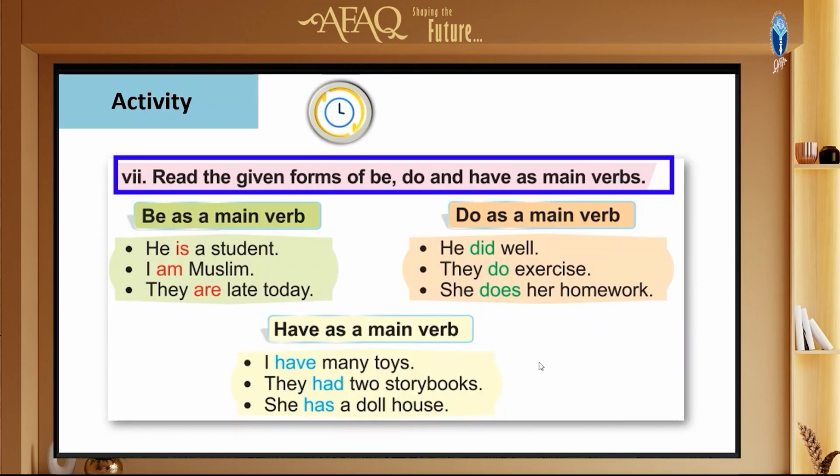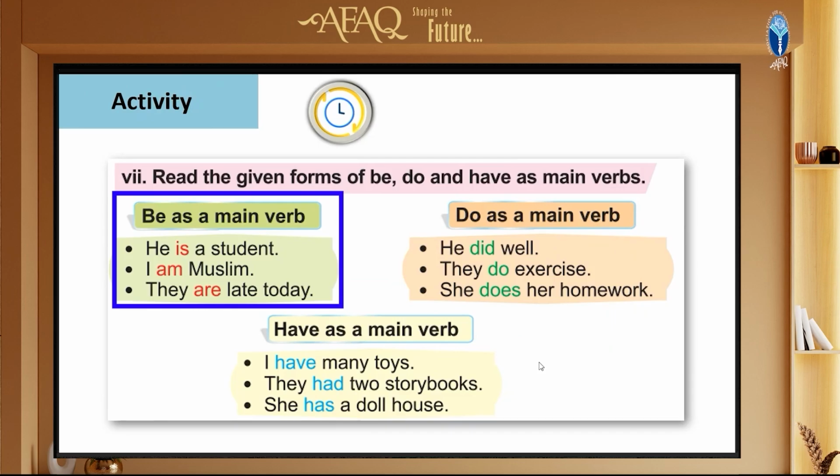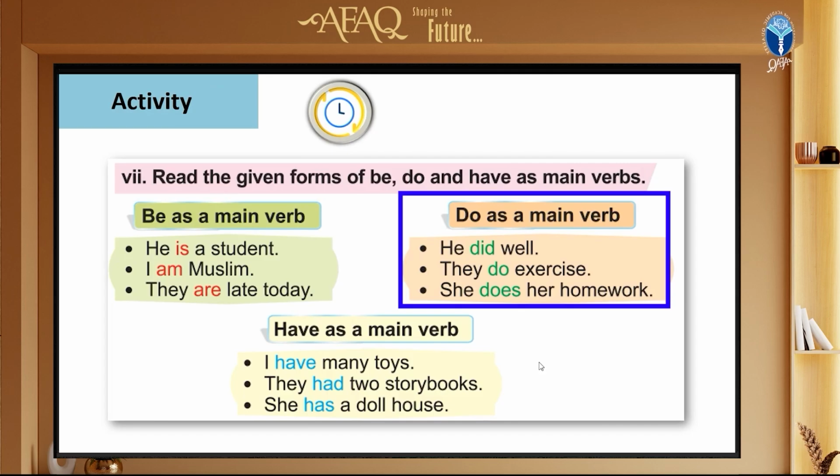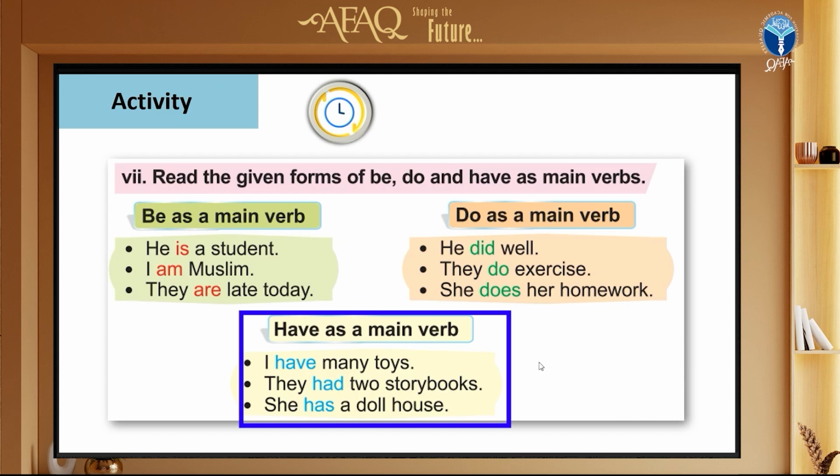Read the given forms of be, do and have as main verbs. Be as a main verb. He is a student. I am Muslim and they are late today. Look at the forms which we have discussed on the last page. Those forms are used in the sentences now. Then do as a main verb. He did well. They do exercise and she does her homework. Have as a main verb. I have many toys. They had 2 storybooks and she has a dollhouse.